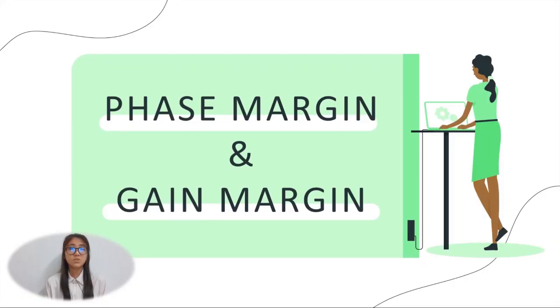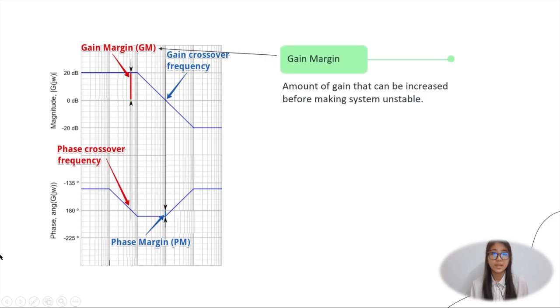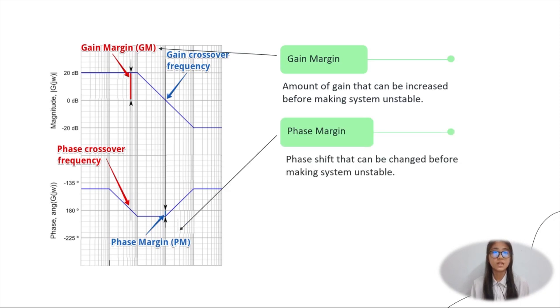My name is Sihui, matric number AE190146. So now I'll continue with phase margin and gain margin. So what are gain margin and phase margin? Gain margin refers to the amount of gain that can be increased before making the system unstable. The greater the gain margin, the greater the stability of the system. Phase margin refers to the phase shift that can be changed before making the system unstable.